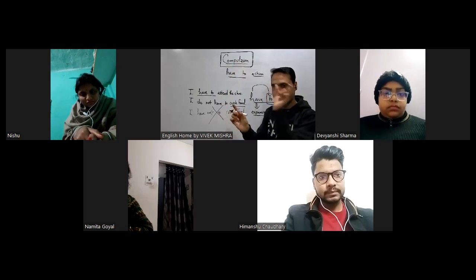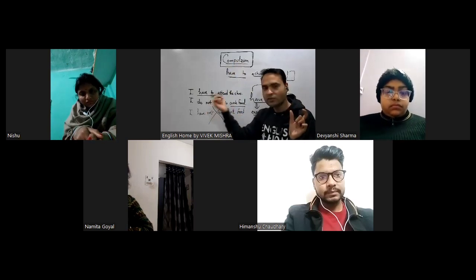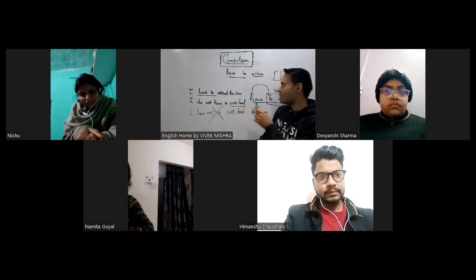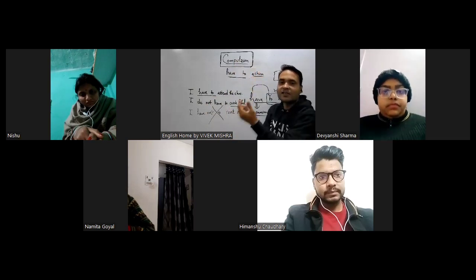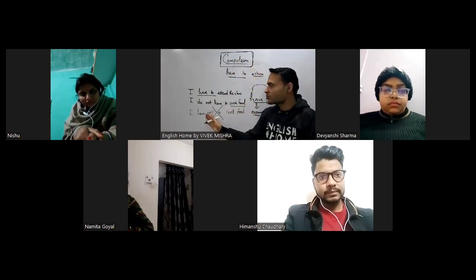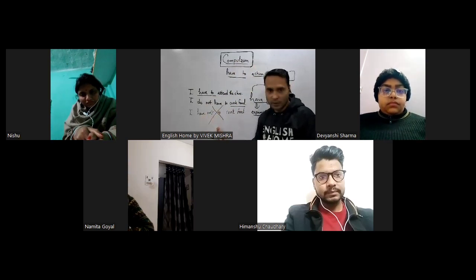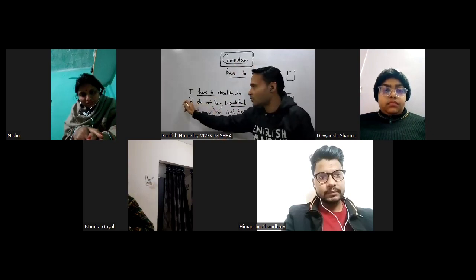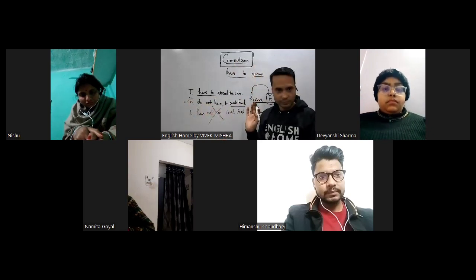So "not" comes with a time word. But here "have" is not a time word. Here "have" is a compulsion, a feeling, an expression. So we should not be using "not" with "have to". So this sentence is not correct as per the grammar. This sentence is correct: I do not have to cook food.